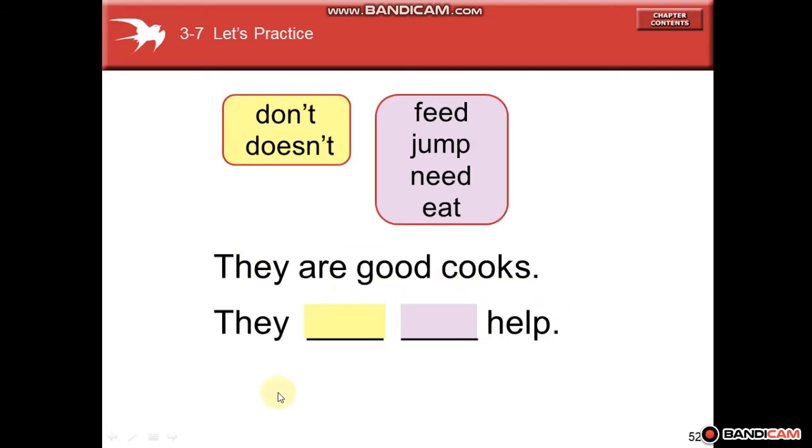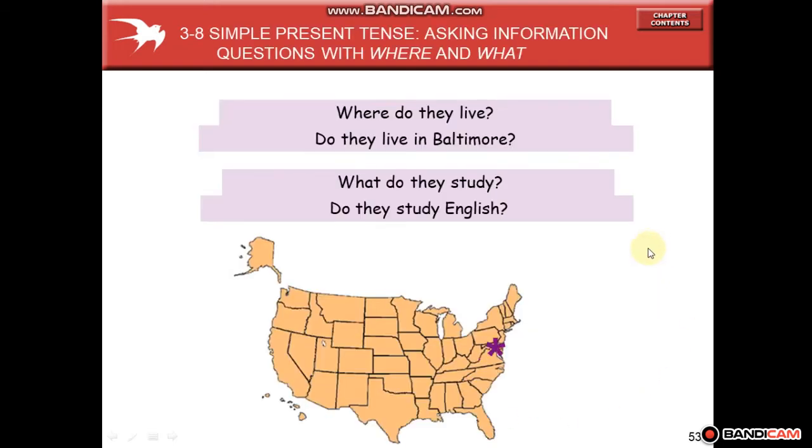Okay, they are good. Now look at the second part also, but here look at the first part. They are good cooks, not cookers. Okay, that's funny. My mom is a good cooker. They don't need help, because we know they are good cooks, so that's why we have don't. Okay. All right. Then simple present tense, asking information questions.